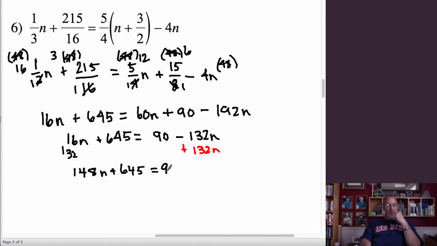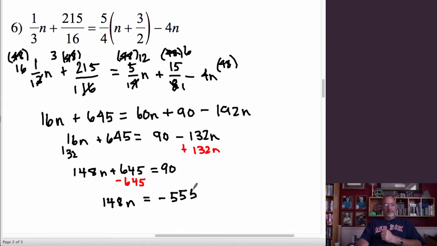is equal to 90. I then am going to subtract 645 from both sides. So that's still going to leave me with 148n over here. And then we're going to have 90 minus 645, which is going to be negative 555. And then we're going to divide by 148. I'm running out of room here. Let's go up here. So we're going to divide both of these by 148.